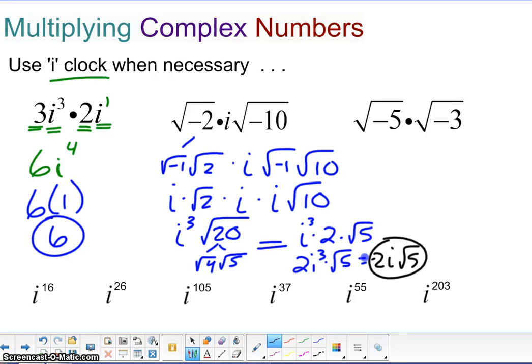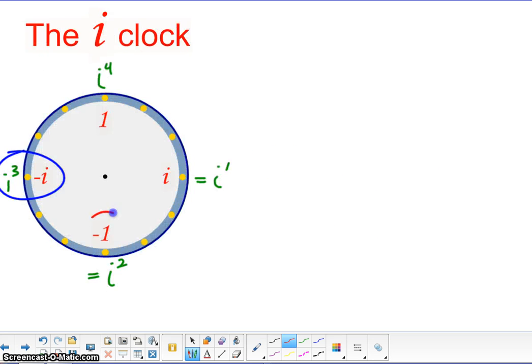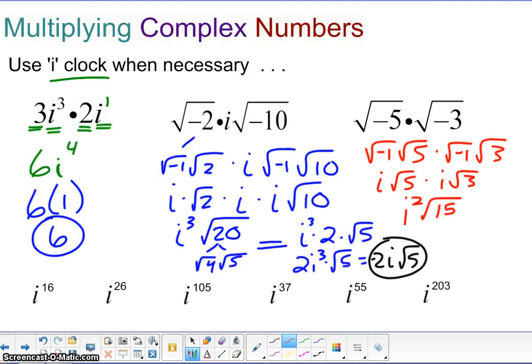Okay, let's go ahead and try the next one. Negative is going to be taken out of both of them, leaving us with i radical 5, i radical 3, and that multiplies together to give you i squared and radical 15. And then if we look at our clock, i squared is a value of negative 1. So we will simplify this and put negative square root of 15.